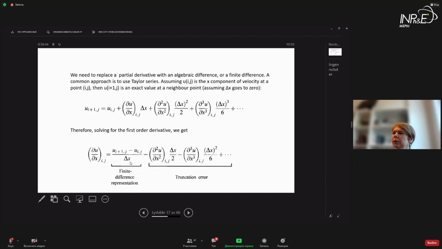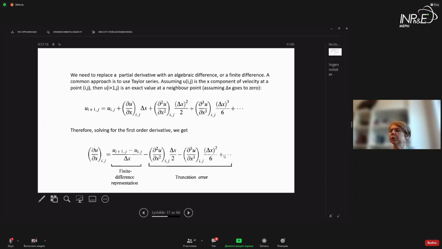Do you remember how we defined the derivative from your basic mathematics course? It's just taking the difference between two neighboring values and dividing by the step between them and letting the step go to zero in mathematical sense. In reality, of course, we cannot make delta x zero, we can make it very small. So that's why this is not an exact value, but an approximation. It's a finite difference representation of first order derivative.